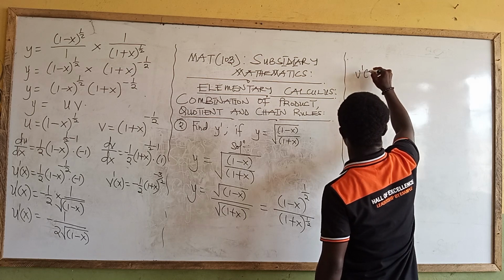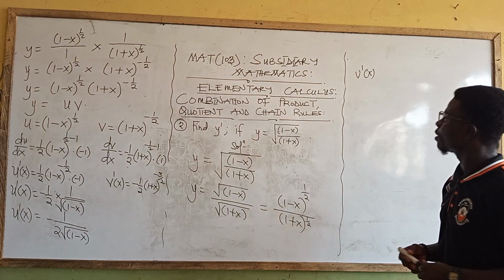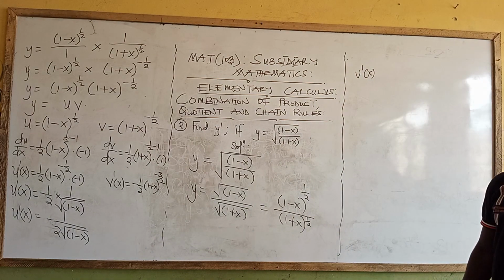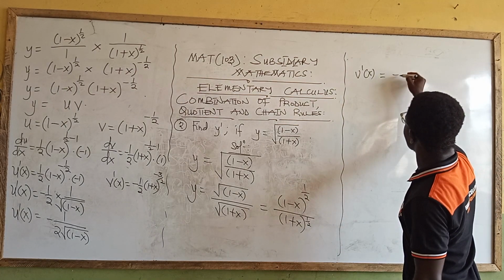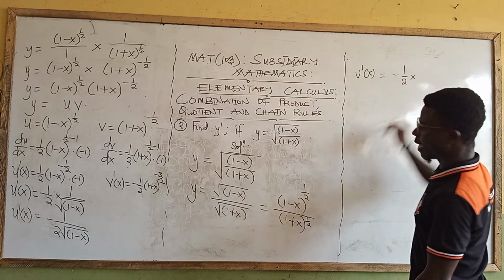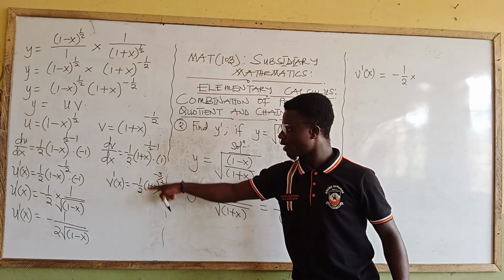So now let's see our v prime of x. Our v prime of x, which is the same thing as we differentiate v with respect to x, we get negative half times, we take the inverse of that.